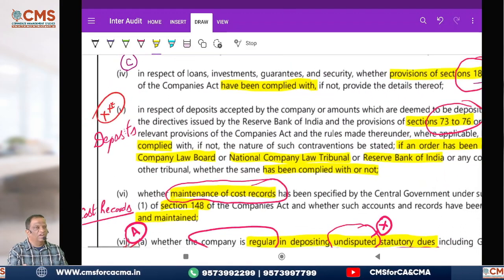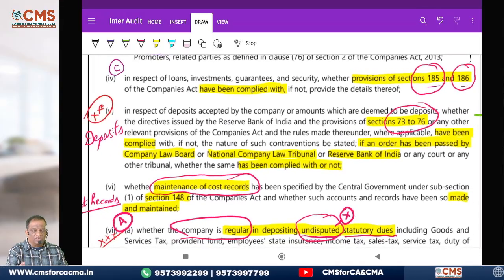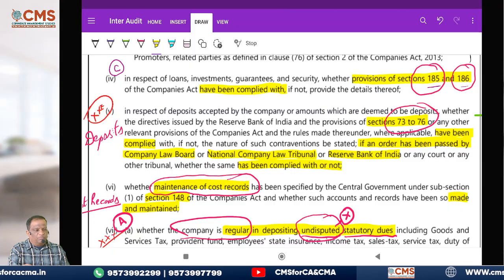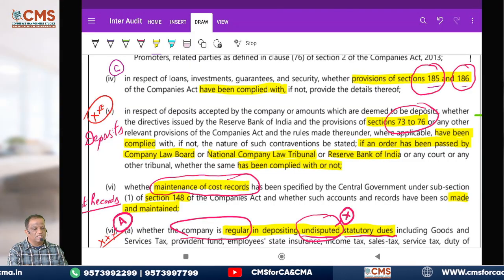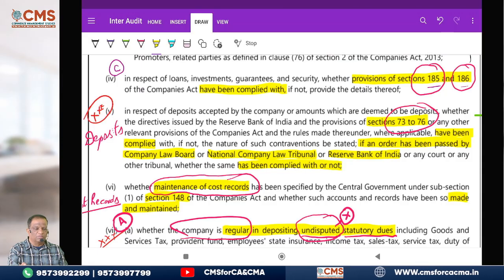Then clause 5, mark it as A category, because it is important for you to identify which one you have to read and which one you can take a chance on. So this fifth point is important. Take 3 stars and mark A, because you study sections 73 and 76. It is about the deposits.